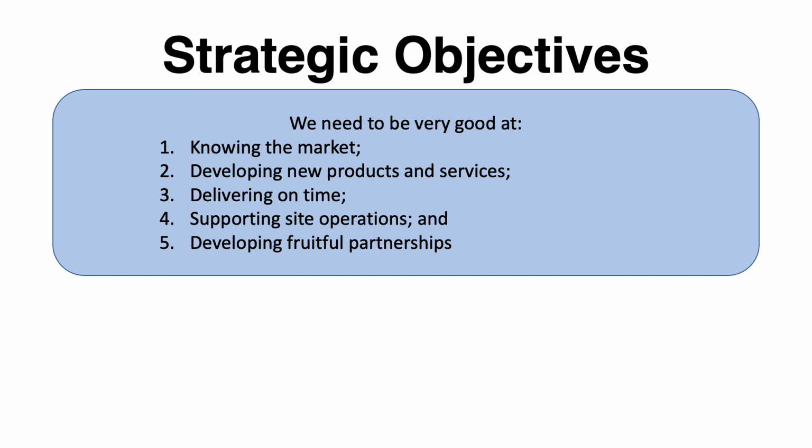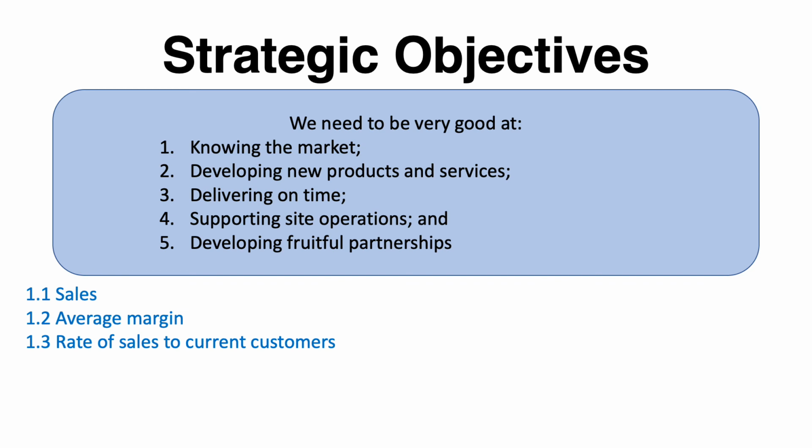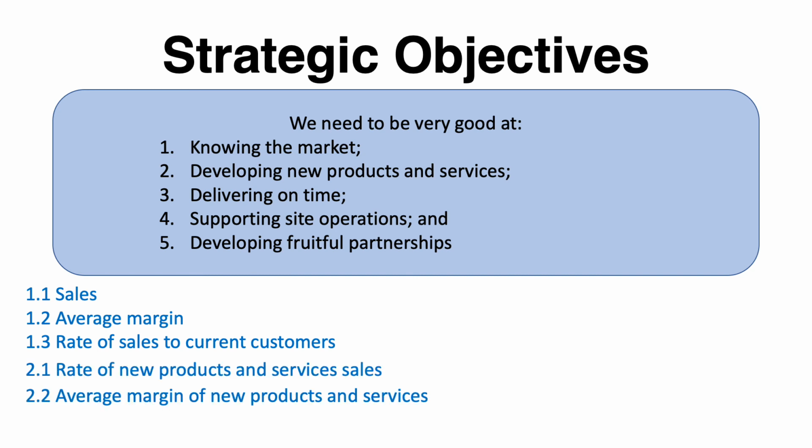Knowing the market can be translated into objectives about sales, about average margin, about rate of sales to current customers. Objectives about developing new products and services can be about the rate of new products and service sales, average margin of new products and services, about delivering on time, and objectives such as rate of ex-factory delivery on time.